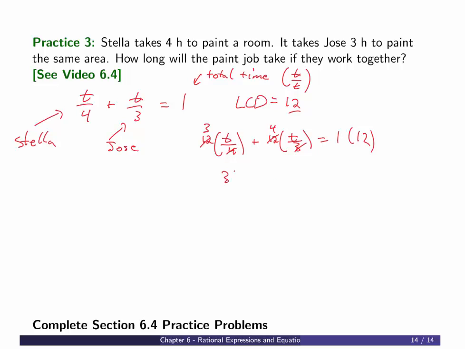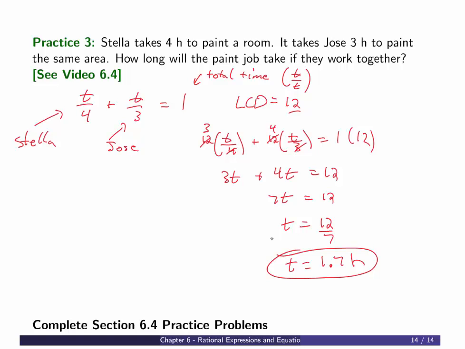And we have 3t plus 4t equals 12. So we have 7t equals 12. So we have t equals 12 over 7. And t equals 1.7, I think that is. 1.7 hours. Just like that. Okay? There are no restrictions in this question. No non-permissible values. Okay? So, that's it. That is chapter 6.